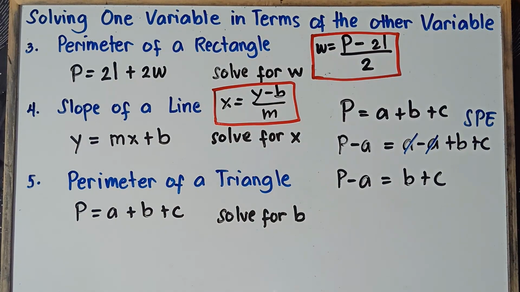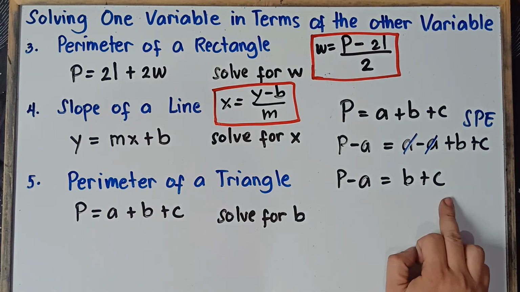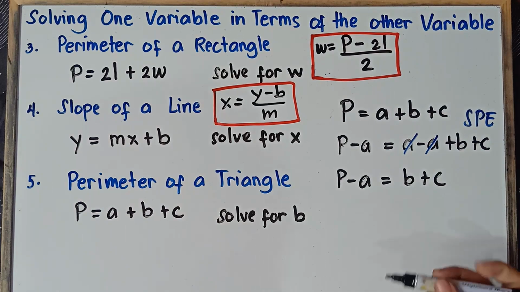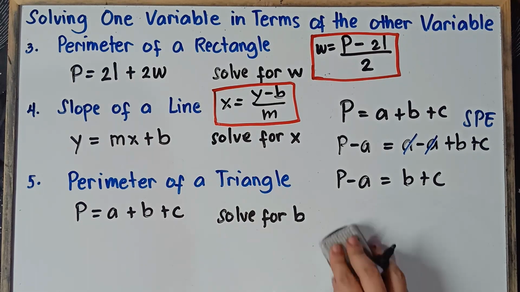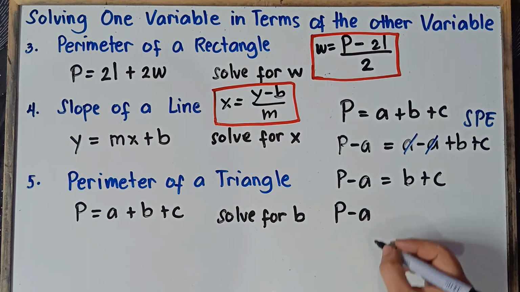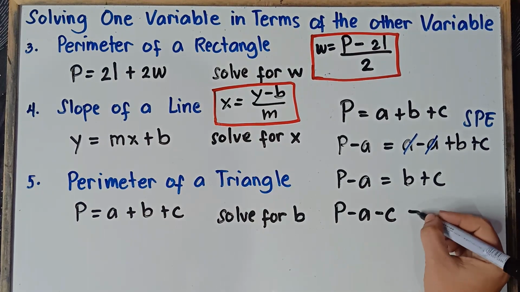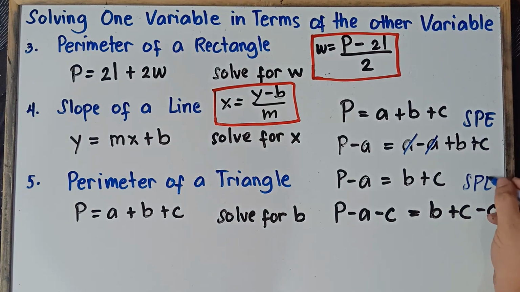Alright, and the next step, class, to remove the c, we can subtract both sides by c. Because c minus c, we can just simply cancel this out. So this will be p minus a minus c is equal to b plus c minus c. And we call this one subtraction property of equality.